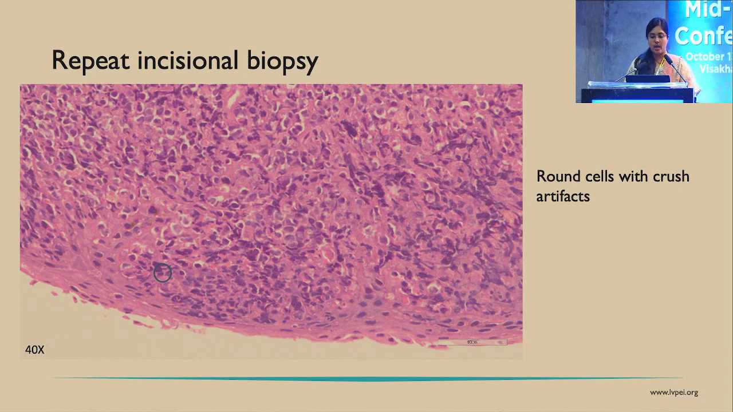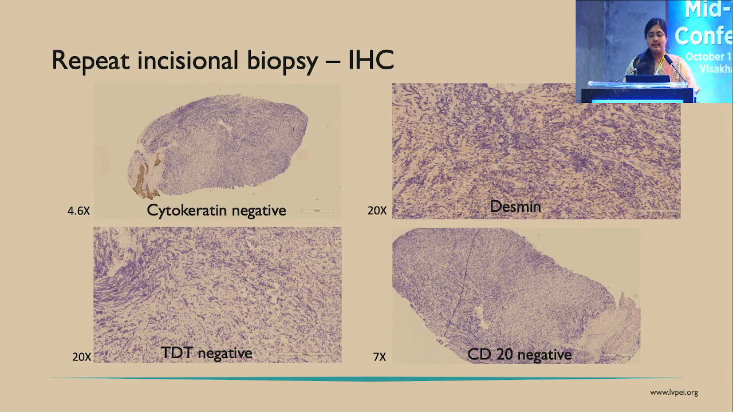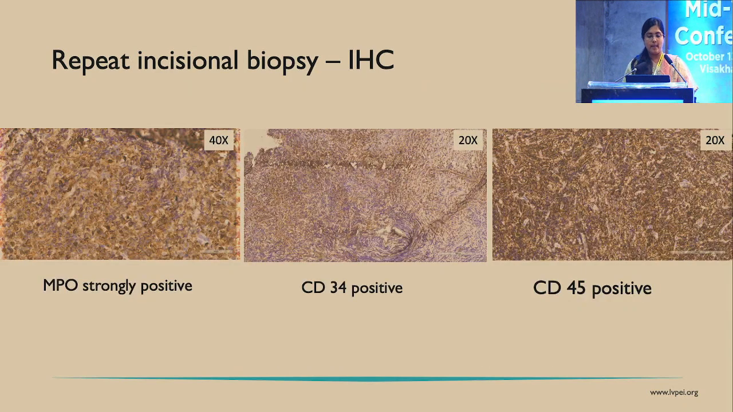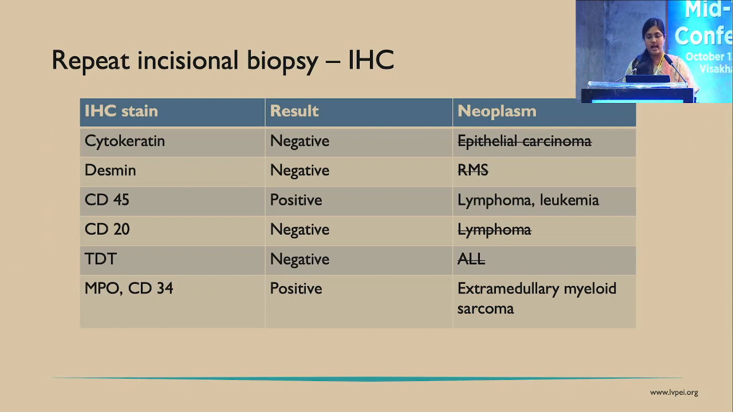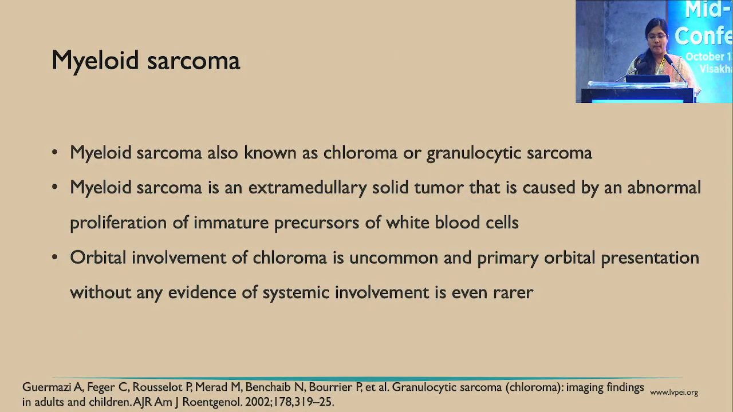In the repeat incisional biopsy, H&E stain showed round cells with crush artifacts, and IHC markers cytokeratin, desmin, TDT and CD20 were negative. MPO was strongly positive and these cells were also positive for CD34 and CD45. This time the Ki-67 index was high. With all this, the IHC report was extramedullary myeloid sarcoma. Myeloid sarcoma is an extramedullary solid tumor caused by an abnormal proliferation of immature precursors of white blood cells. Orbital involvement is very rare, and primary orbital involvement without a systemic disease is even rarer.